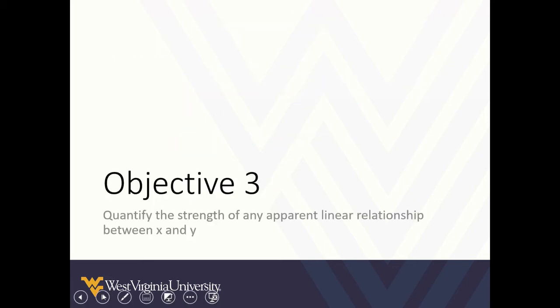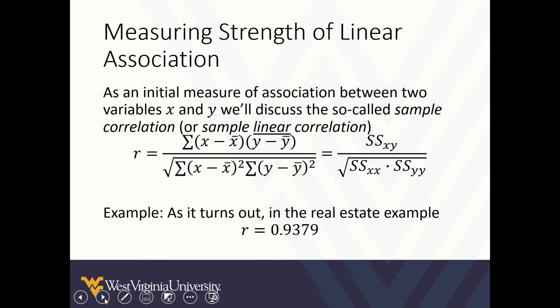So this brings us to our third objective, and that is to be able to quantify the strength of any apparent linear relationship between x and y. So an initial measure of association between two variables x and y, we will call this statistic the sample correlation, the sample linear correlation, or my personal preference, the correlation coefficient R.